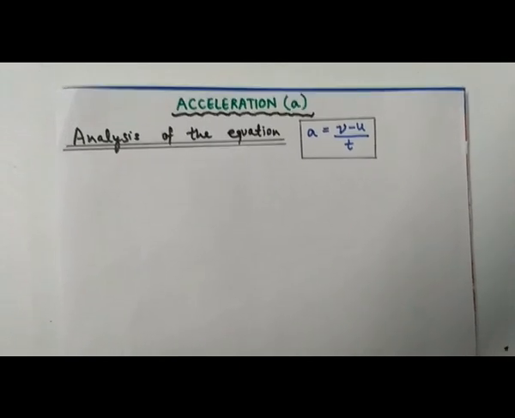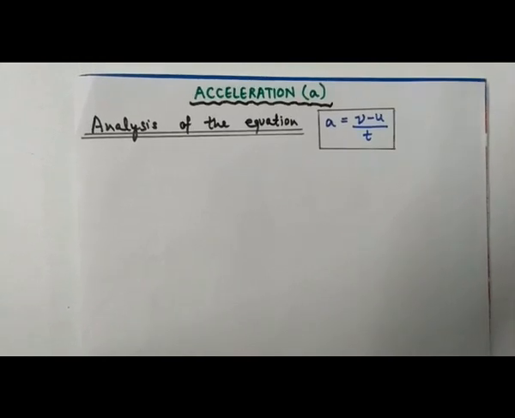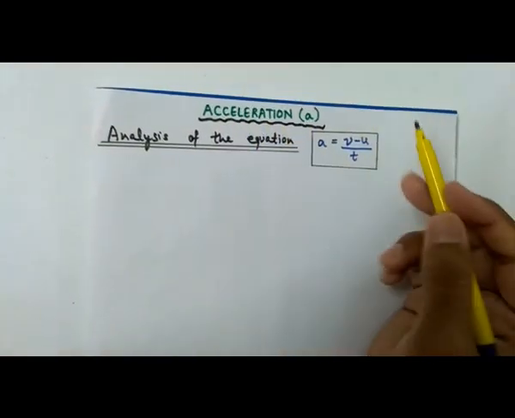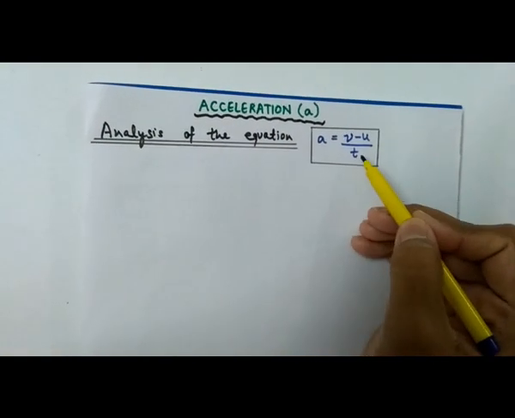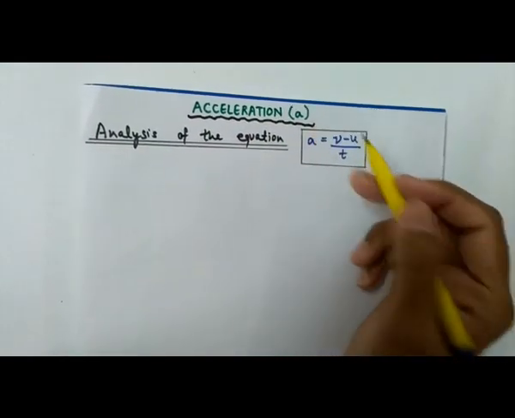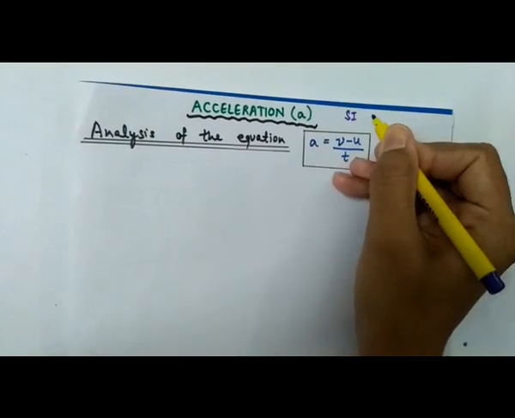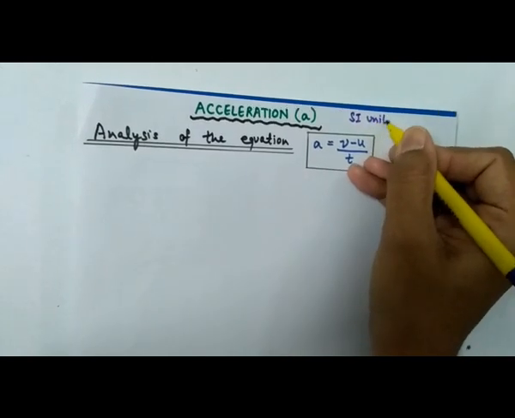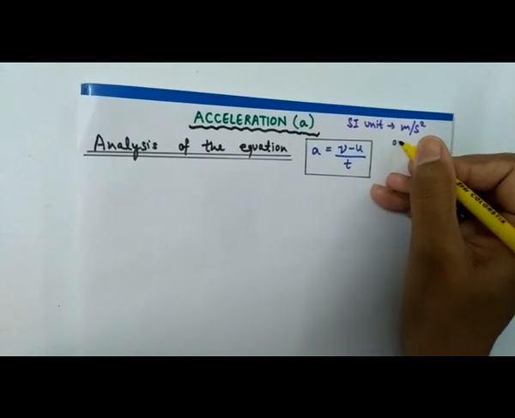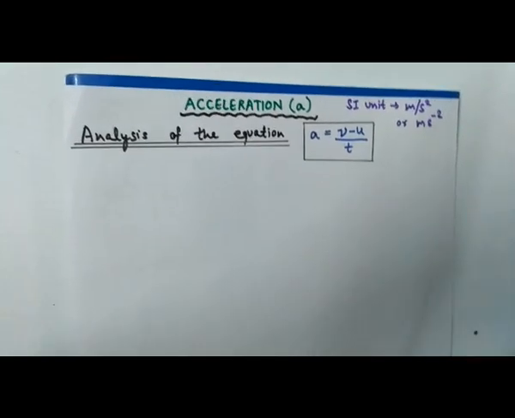Students, before starting today's class, let's first quickly revise our previous class. In our previous class, I told you about acceleration. Acceleration is the change in velocity per unit time. Acceleration is represented by small a. The SI unit of acceleration is meter per second square, or I can write it as meter second to the power minus 2.